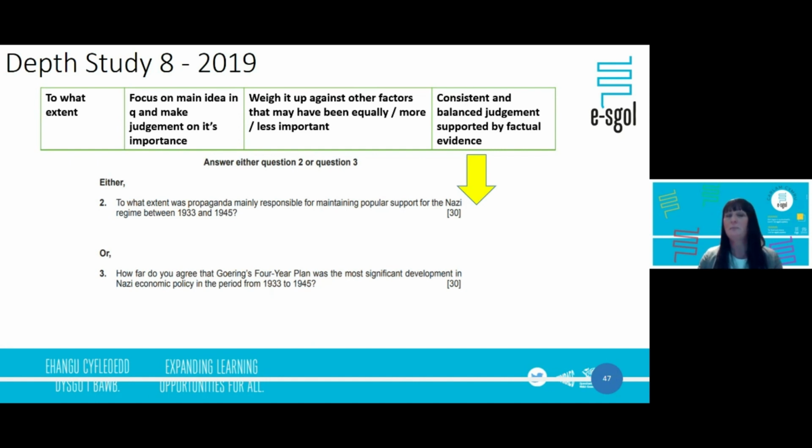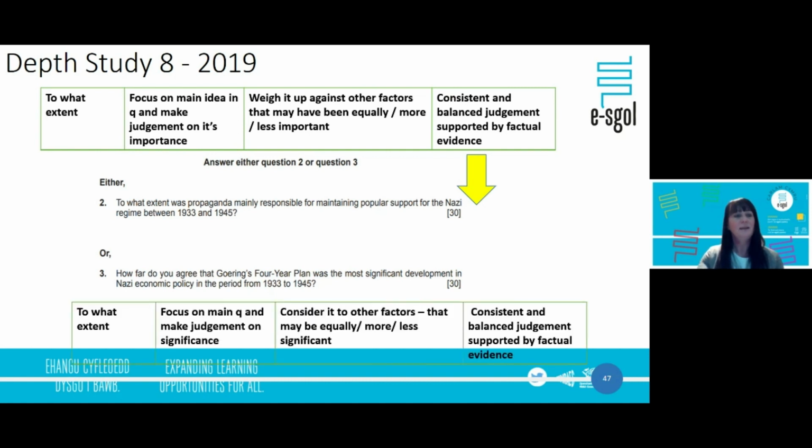That means you're weighing it up against the other factors that may have been equally more or less important in your eyes, and you've got your consistent balanced judgment then, supported by factual evidence all the way through. We've got at the bottom here, how far do you agree that Goering's 4-year plan was the most significant development in Nazi economic policy in the period 33 to 45?